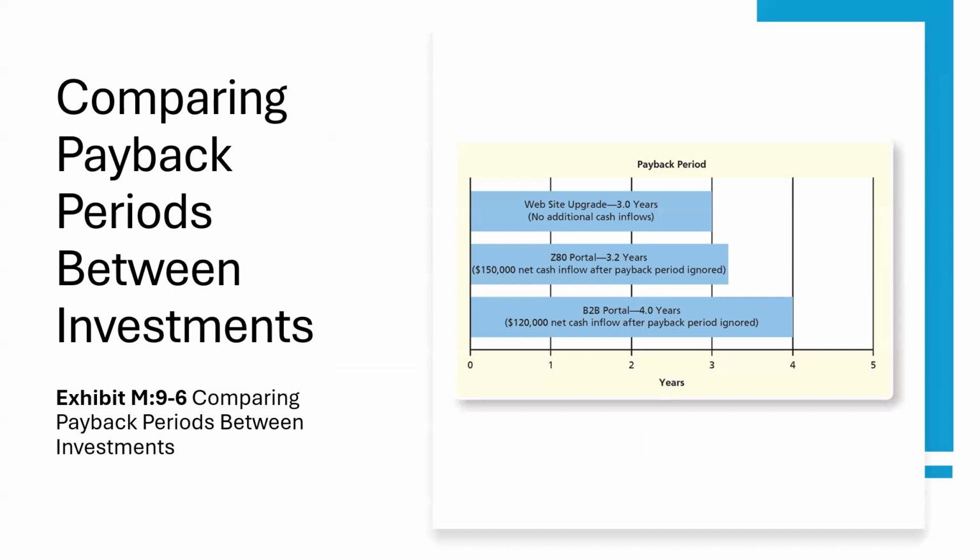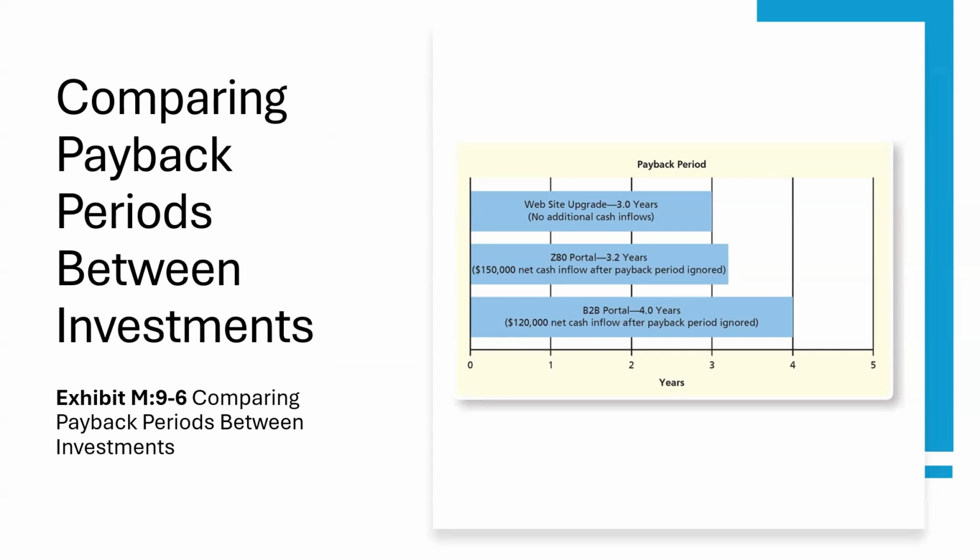Here you see in this exhibit, it compares the paybacks of the 3 investments: website upgrade, Z80 portal, business-to-business portal. So as you see here, the payback method does not consider the asset's profitability. The method only tells management how quickly it will recover the cash invested. Therefore, even though the website upgrade has the shortest payback, both the business-to-business portal and the Z80 portal are better investments because they provide profit.